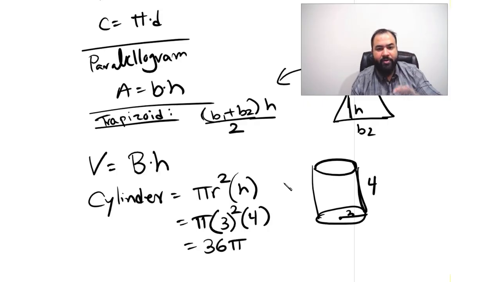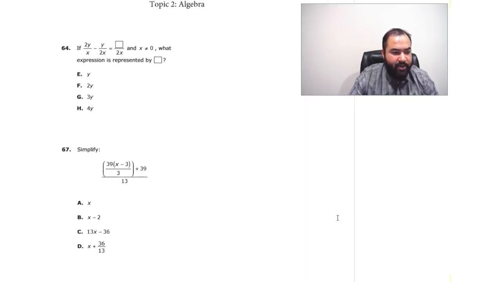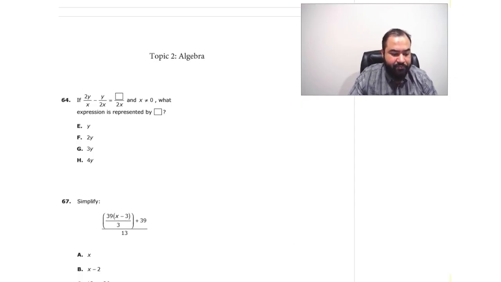I'm giving you a brief explanation here. I'm assuming you have a certain level of background and basics so you understand what I'm doing. And that's pretty much it. These are the basics. These are more common things that you can expect. Now let's do some algebra questions.